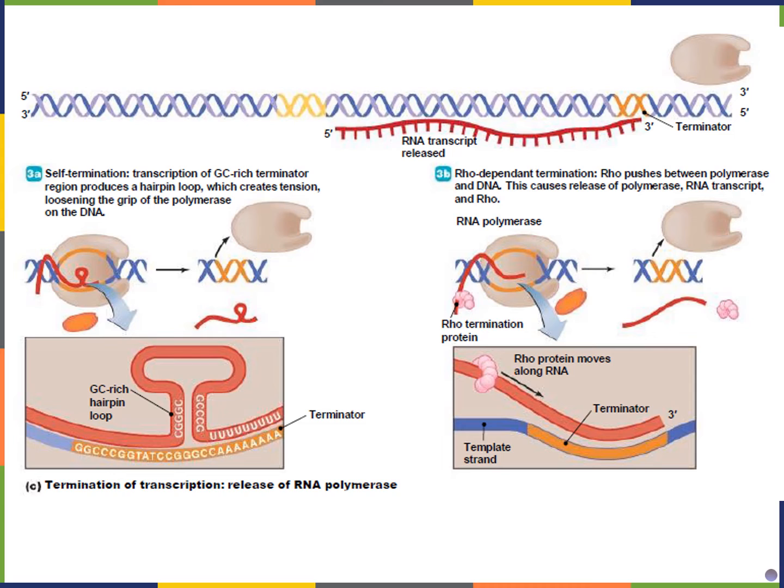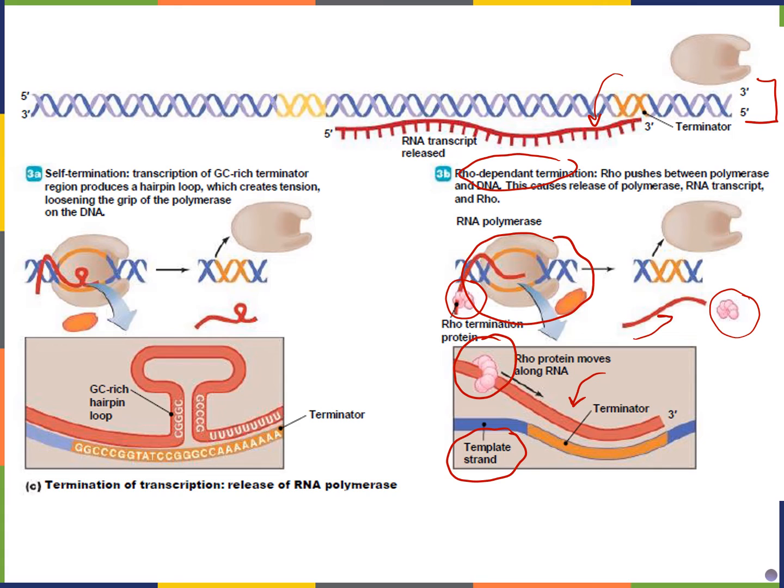On the right, we have the rho-dependent termination, and I can see what's happening here is this is my DNA. This is my messenger RNA in red. So this is my DNA, the template strand. This is my messenger RNA in red. So rho protein threads itself across the messenger RNA and pushes everything apart, so everything falls off. And I have my messenger RNA ready to go.